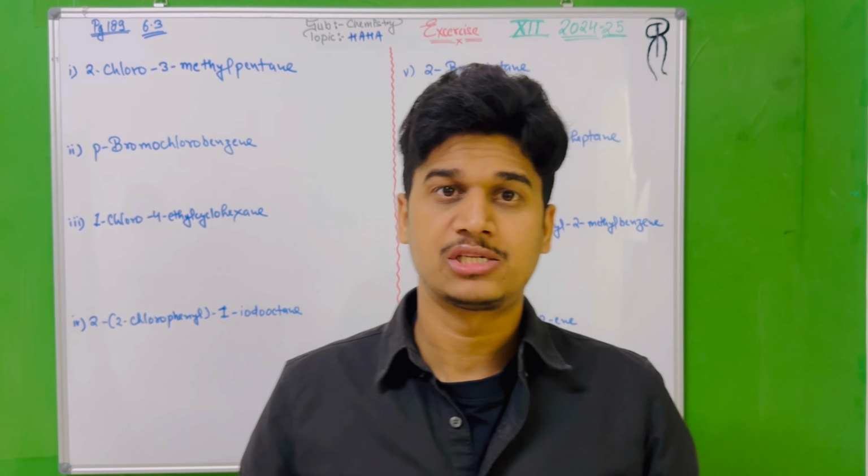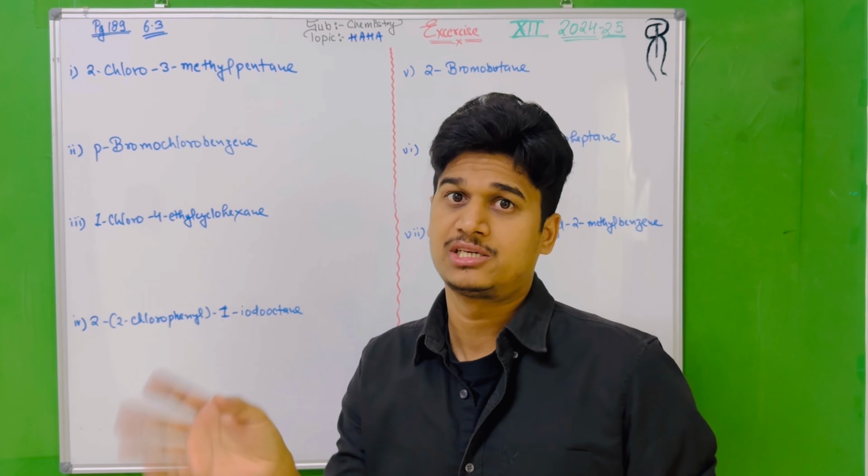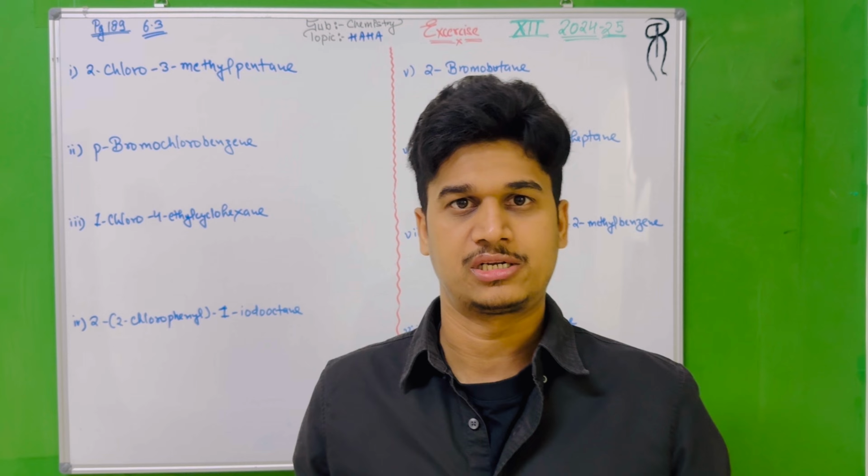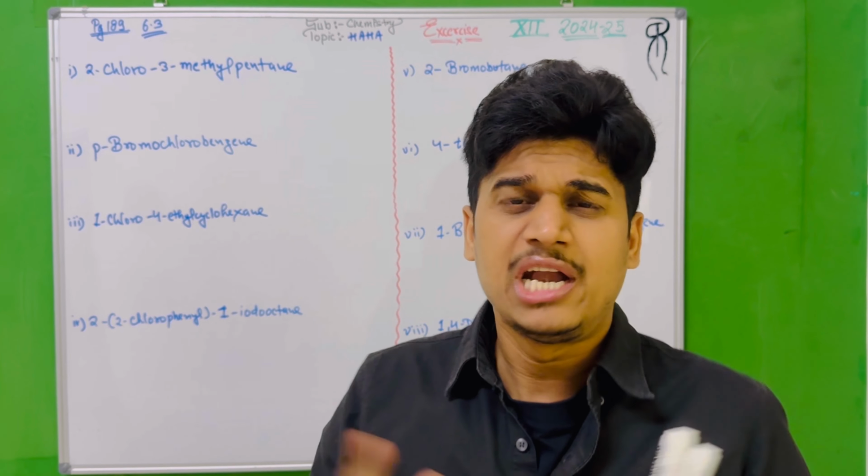The first compound is 2-chloro-3-methyl pentane. Since we have less space, instead of drawing the complete structure or condensed structure, and they have not asked which type of structure, I'm going to draw the bond line structure, which takes the minimum space. It is clear to understand.